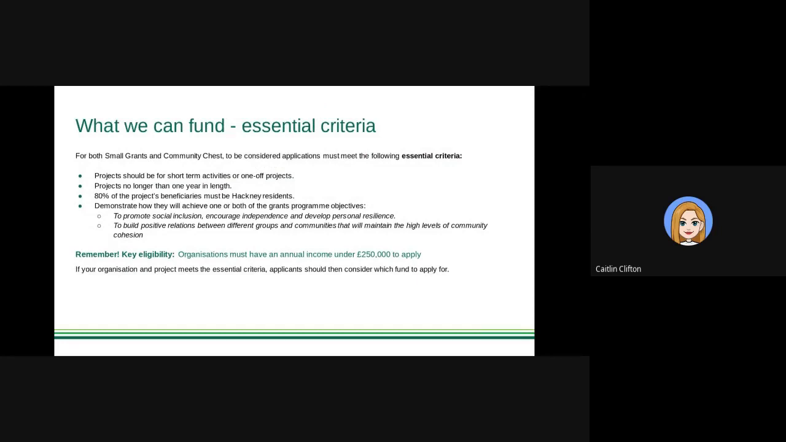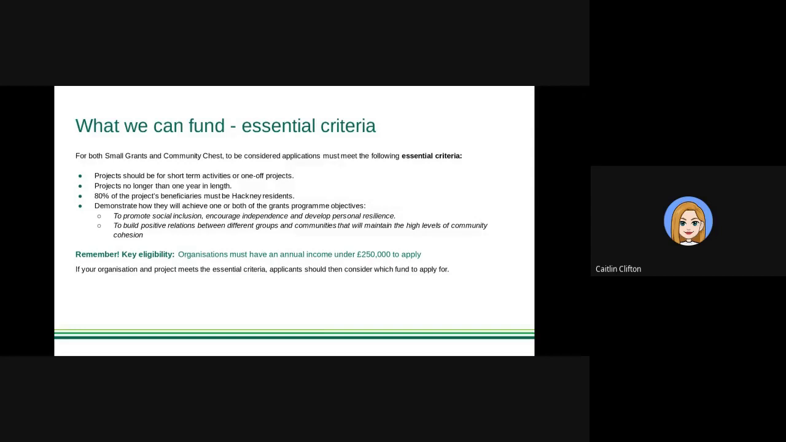So now we're going to look at what we can fund. And this is really important for applicants to think about the key eligibility or the essential criteria that you need in order to have your application be successful in any case. So when we're talking about essential criteria, we're talking about things you must demonstrate in your application in order to be successful. It's very important to ensure that your application clearly addresses all of these things.